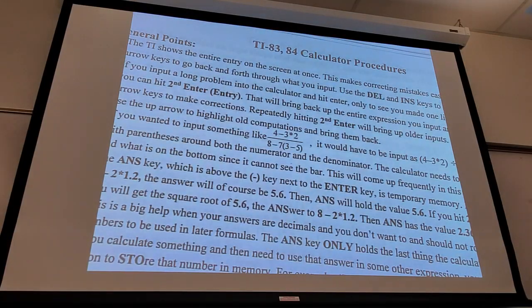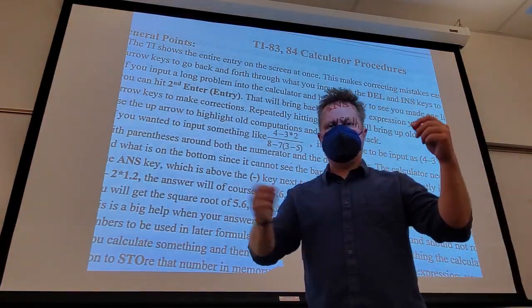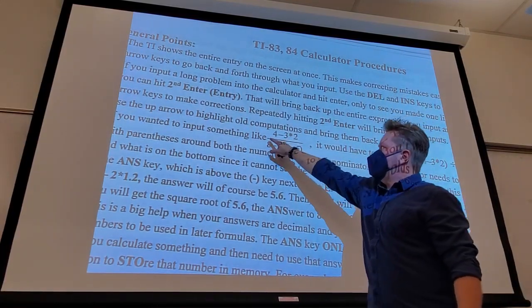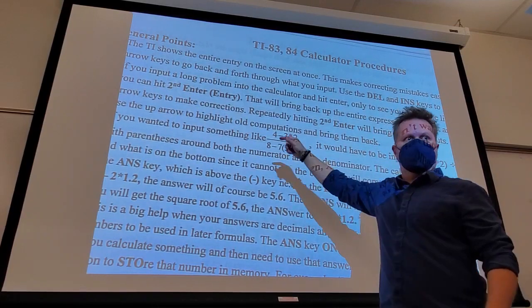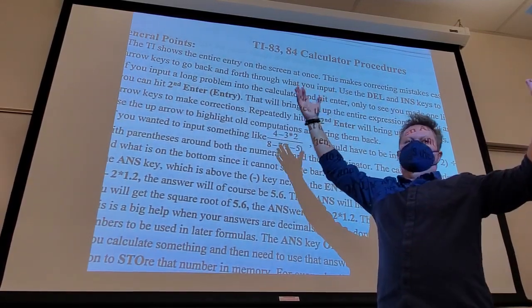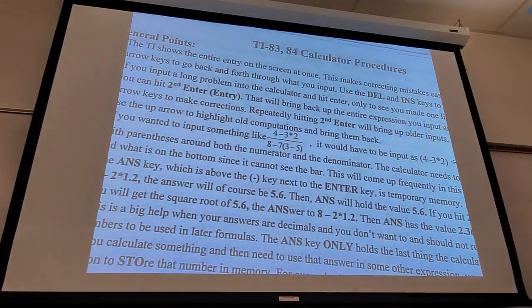The calculator doesn't have eyeballs, thankfully, because the next step after a calculator with eyeballs is Terminator, Skynet, right? We don't want that. So if I want to put this in, we have eyeballs. We can see this big bar. We know the top is one thing and the bottom is one thing. The calculator doesn't know that. We have to put it in parentheses.